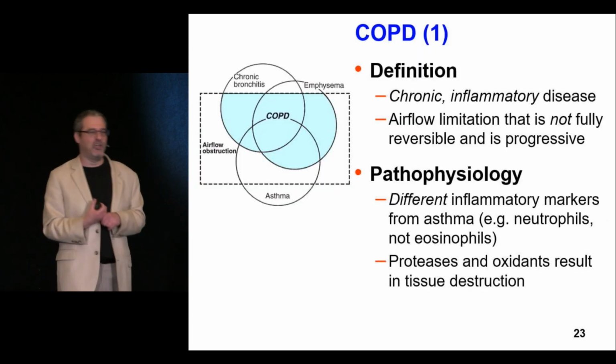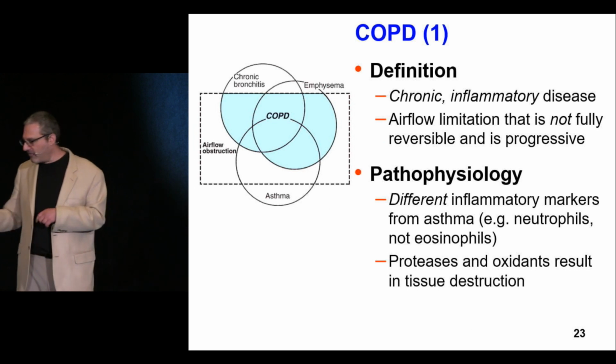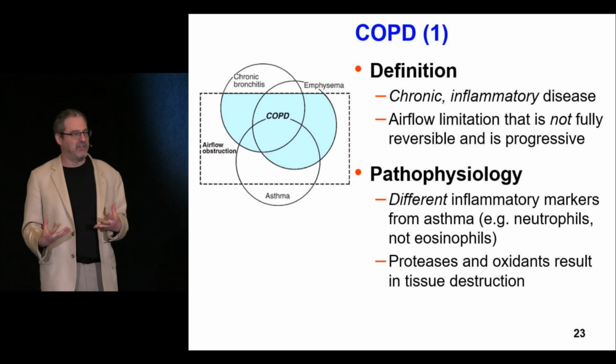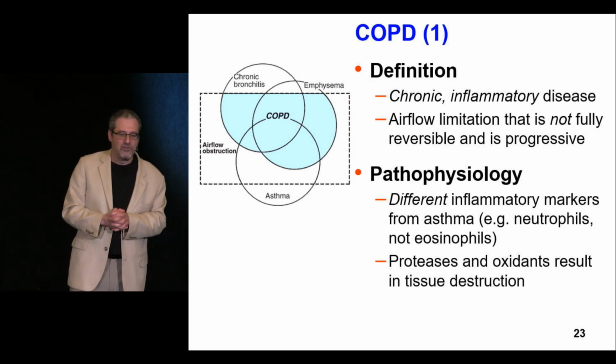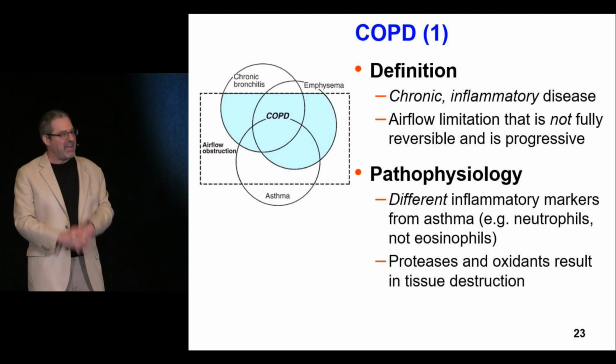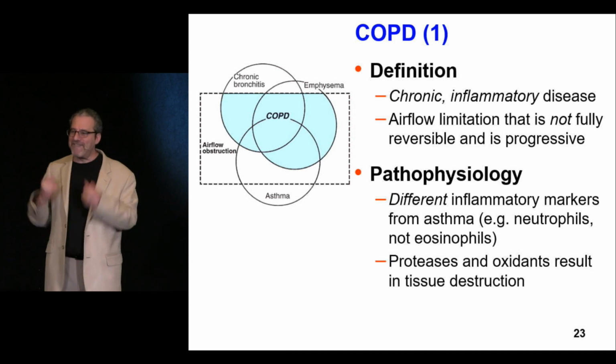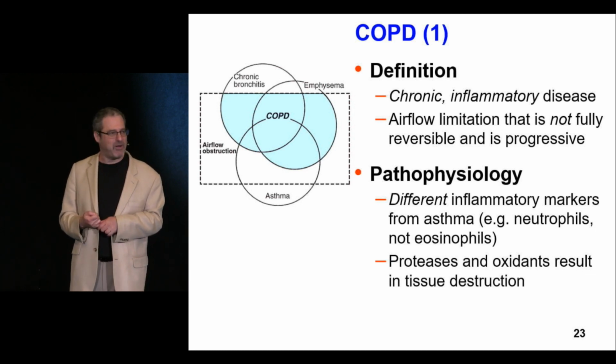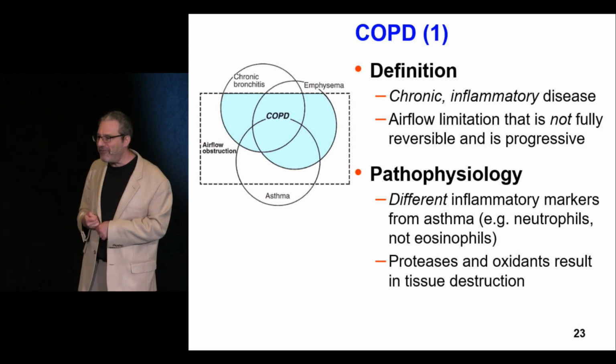Okay, now we're going to talk about COPD, and there's a lot of similarities between COPD and asthma. I'm going to contrast the differences and show you some cases that are often coming up on the tests. So, COPD is a chronic inflammatory disease. Now, I just said the same damn thing about asthma, didn't I? What is the difference between them?